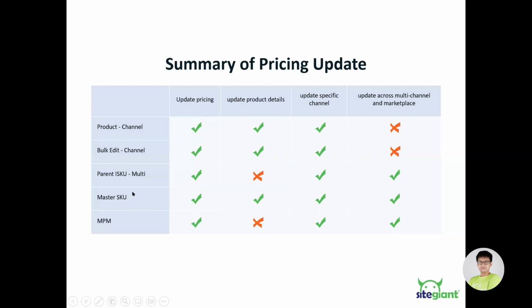Next we can see Master SKU and also MPM, which is Marketplace Pricing Management. For Master SKU, as you can see, everything is ticked. You can update the pricing, yes. You can update the product details, yes. Only to one channel, also yes. But if you want to update to seller centers across marketplaces, also no problem, can be done as well. And for MPM, Marketplace Pricing Management, you can update the pricing to one channel and to multiple channels at the same time. So this is the summary of the pricing update.